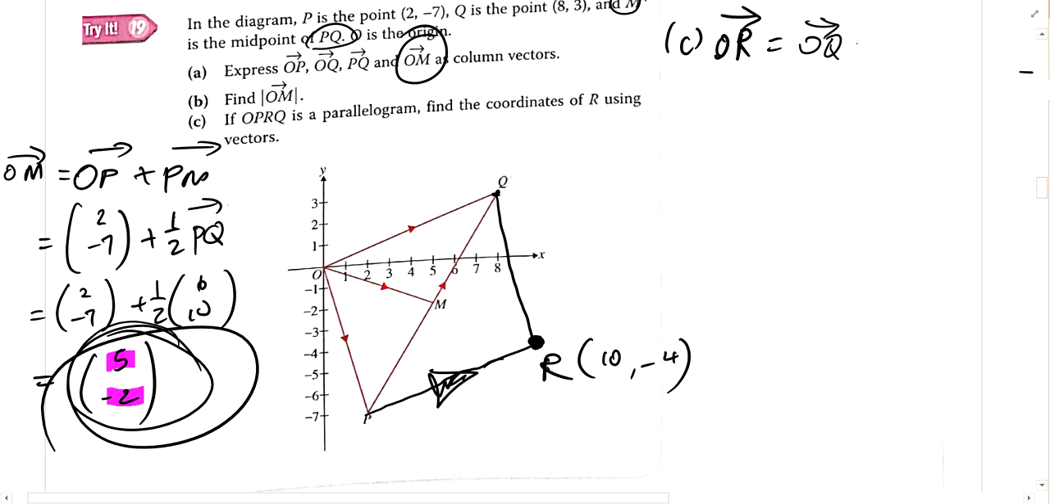OQ. Then QR. Okay, very good. This is another way, right? Then what is the vector for OQ? We found out earlier on that it is 8, 3. Then now we've got QR. How do we get the vector QR?